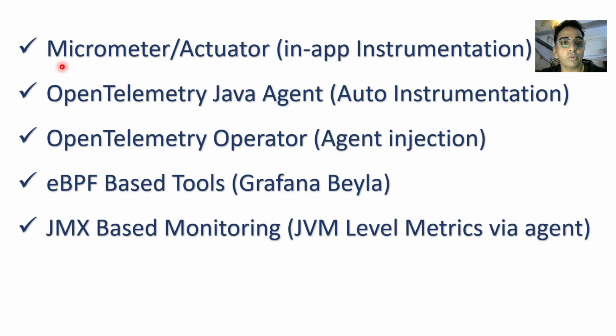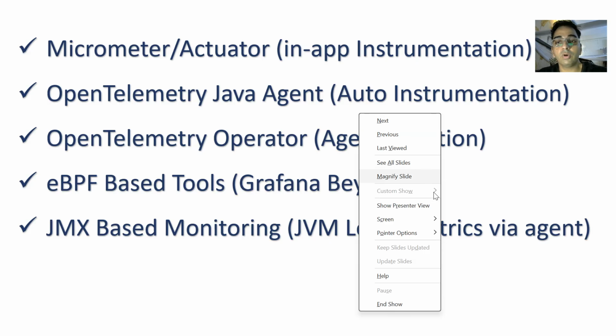This is the first and the prominent way, with the help of Micrometer Actuator. This is called in-application instrumentation, which we will look at with the help of a practical example. With this, we can enable the metrics of an application. There's a popular framework called OpenTelemetry that we will see eventually in this course. With the OpenTelemetry Java agent, we can enable the Java related RED metrics for an application using auto instrumentation. That is the reason it is called auto instrumentation.